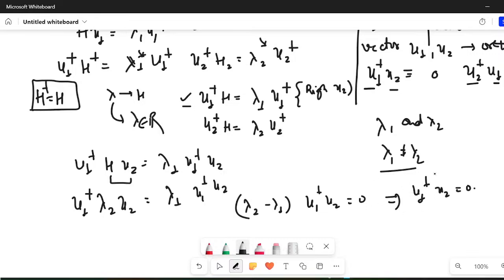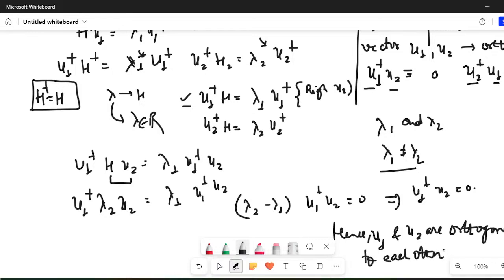And similarly, if you take a dagger of it, you will get U2 dagger U1 is equal to 0. Hence, we can say that U1 and U2 are orthogonal to each other. I hope it is clear to you.